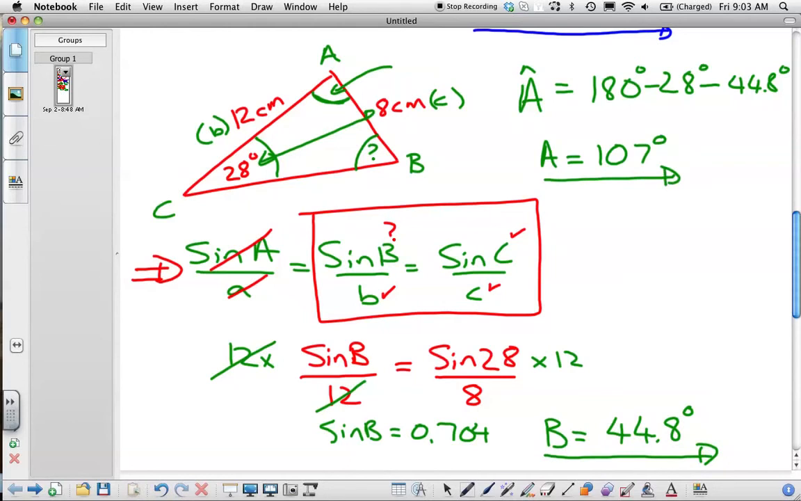I'm actually going to come back a little bit later to this and show you a more complicated case of the sine rule, but we'll leave that for later.